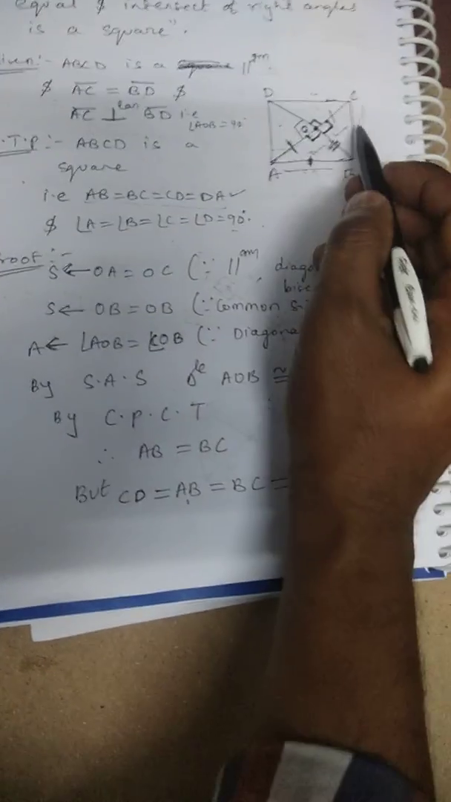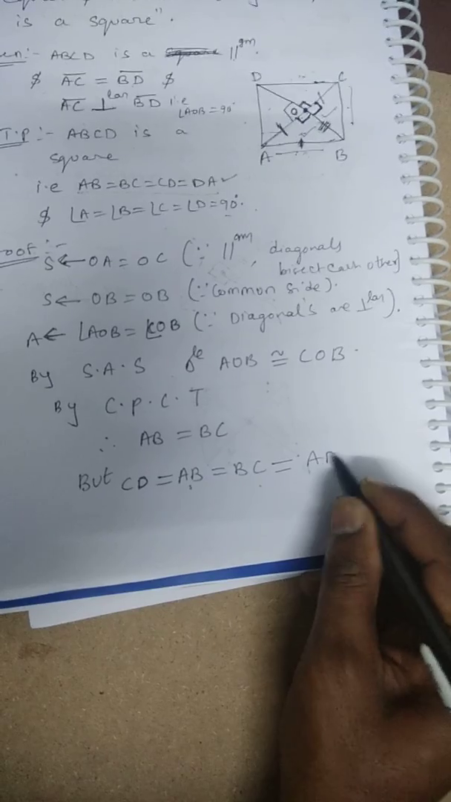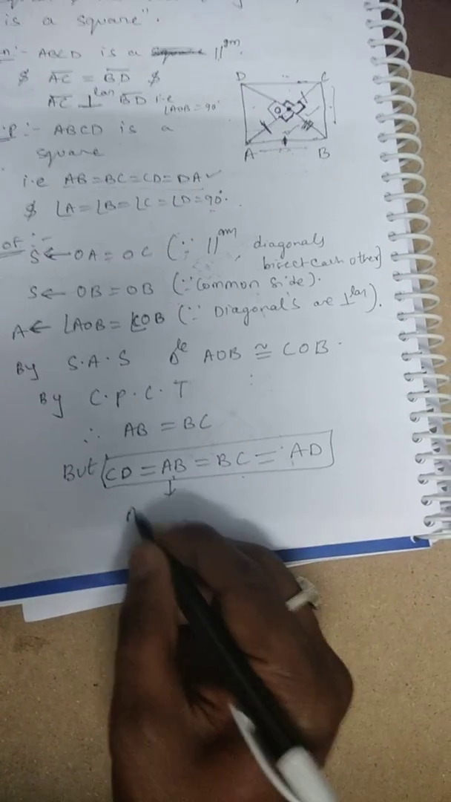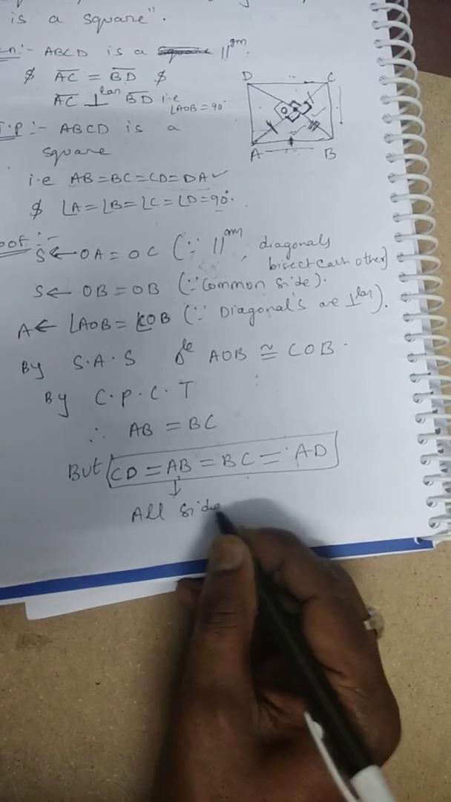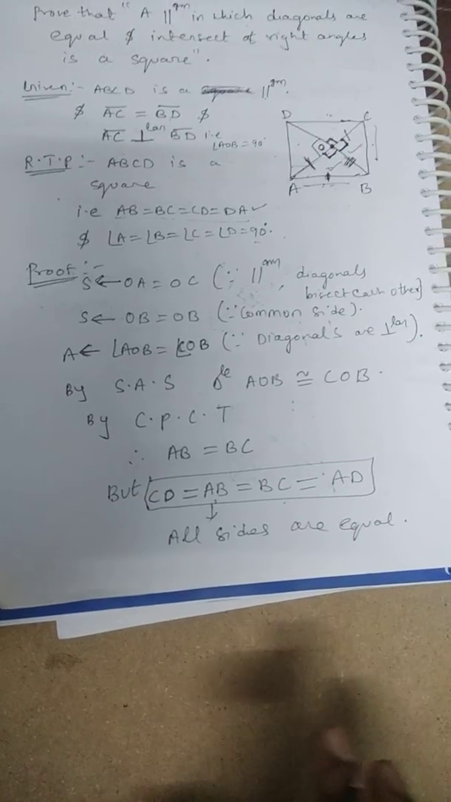And this BC side is equal to AD side. BC is equal to AD. So all four sides are equal. All sides are equal.